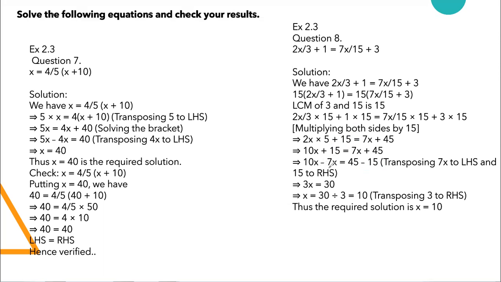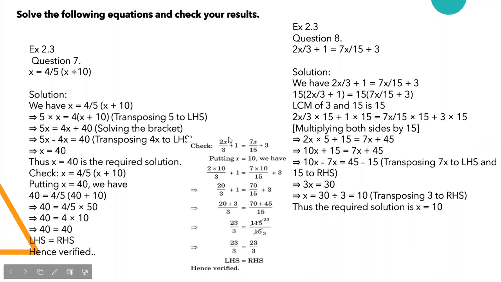So 10x minus 7x is equals to 3x, and 45 minus 15 is equals to 30. Therefore, we get x equals to 30 by 3. How do you get that? Just transposing 3 towards RHS, right? So it converts to division because here it is in the multiplication form. So 30 divided by 3 gives you 10. Therefore, our required value is 10. Don't forget that we have to check our result.